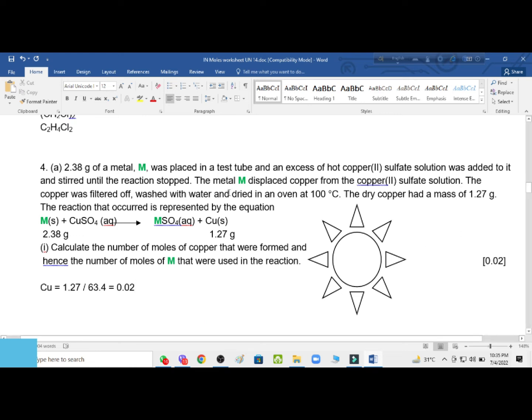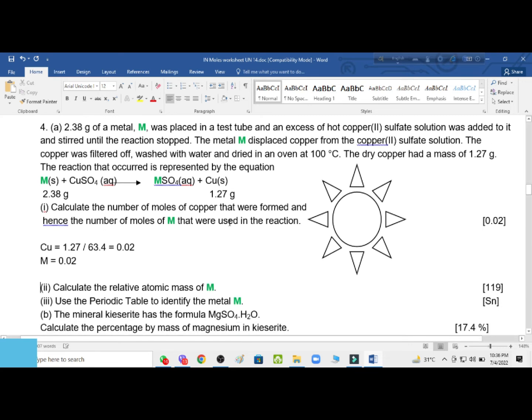Then another part of this calculation, many students miss this. Hence, the number of moles of M. Look at the ratio. Copper is here, and before this you get 1. And what is before M? 1. Aren't these two equal? 1:1? Yes. So which means M, the metal in this question, this is also 0.02 as the ratio is 1:1, right? Very simple.